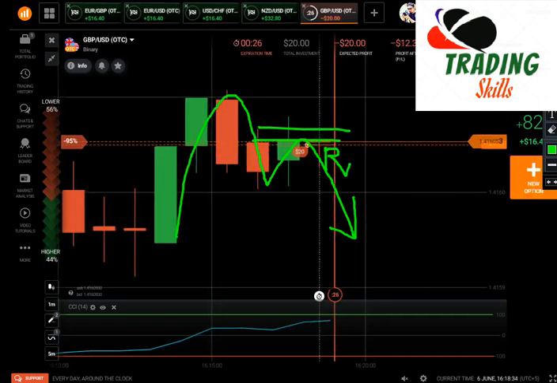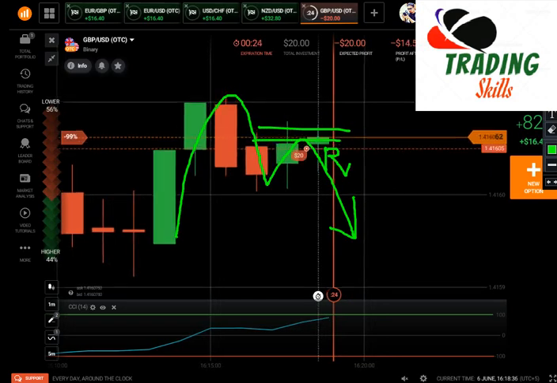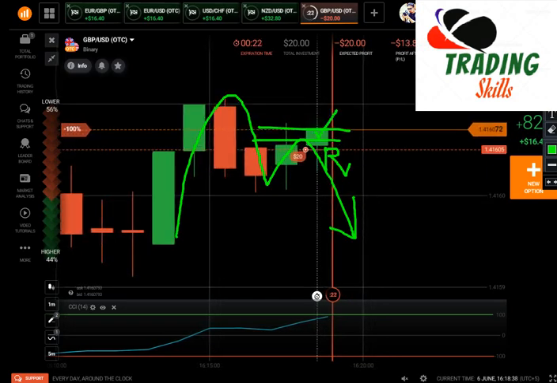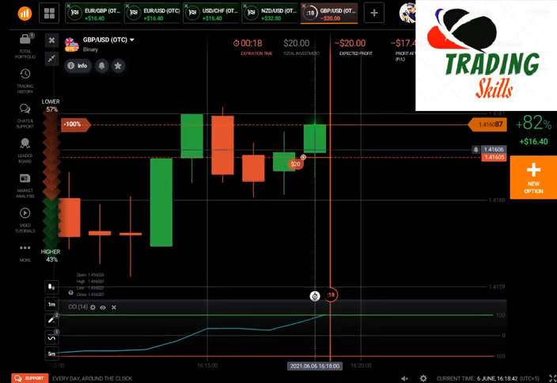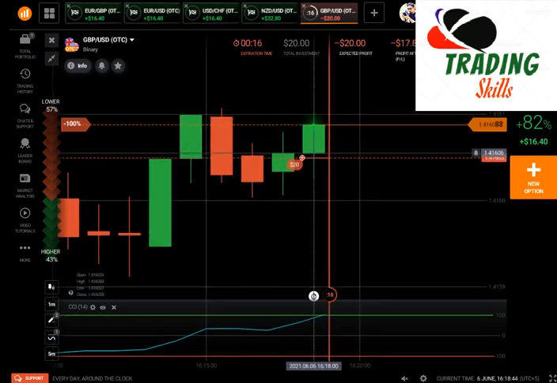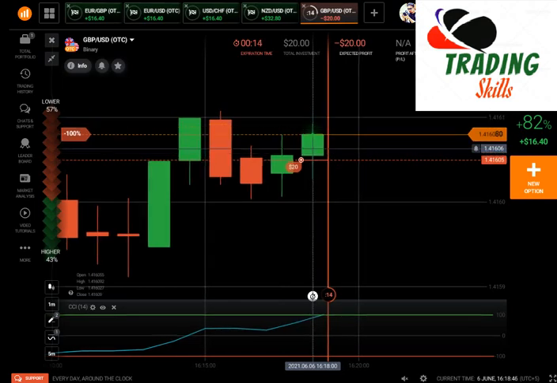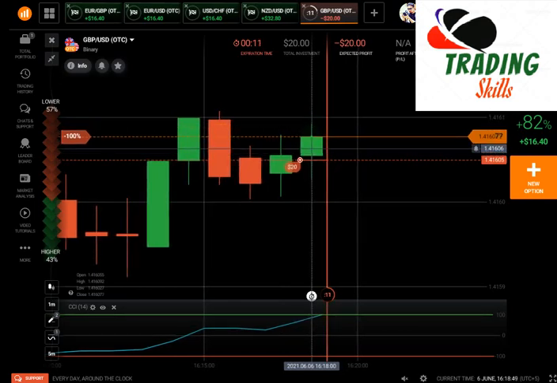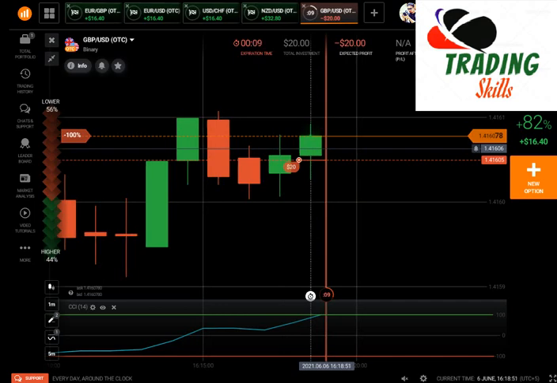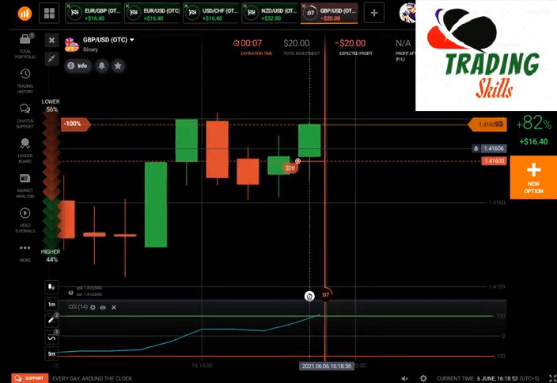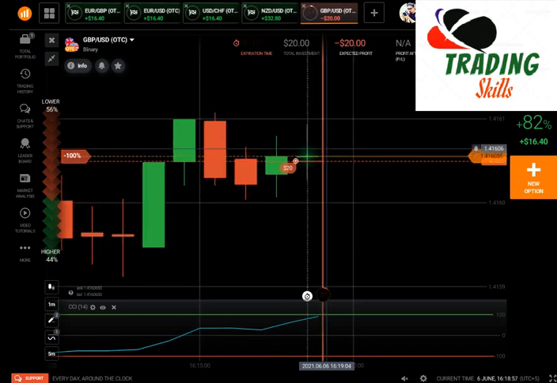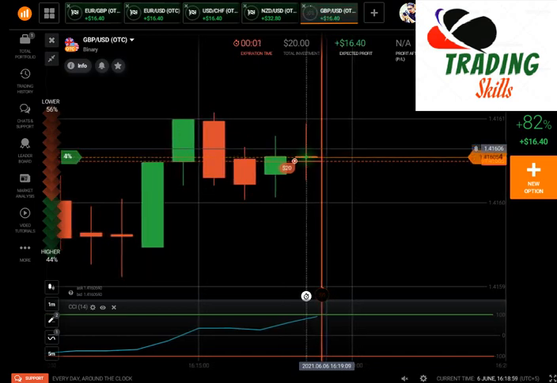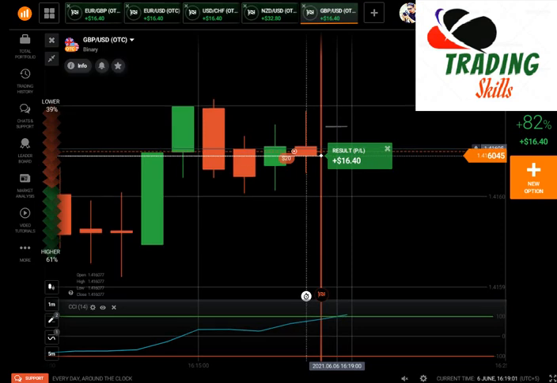So let's see. There is no chance for this candle to close as a bullish. It has to close as a bearish. Market will come down again. It has to get a big rejection. It has to come down and it has to close as a bearish. Yes, I won my trade again.